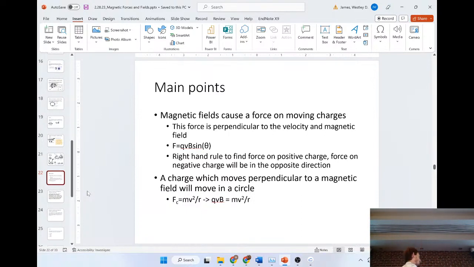One thing I did want to point out to you all, one of the first things I started last class with was I told you all a magnetic field cannot make a charge move faster.